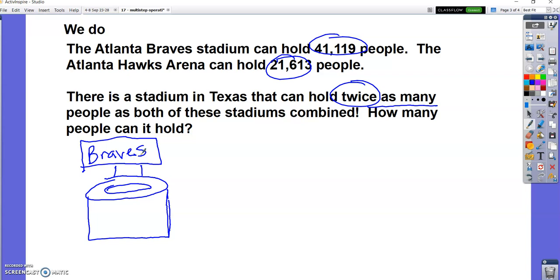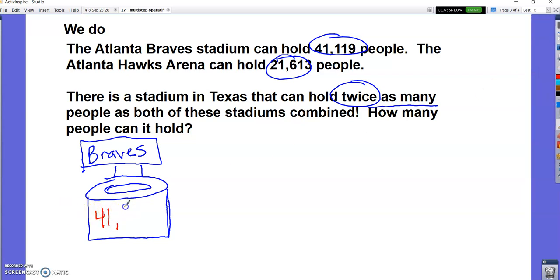Okay, so now I have my Braves Stadium here. And the Braves Stadium holds 41,119 people. Okay, I don't know what I'm going to do with that, but I know I have it. I already have this information.